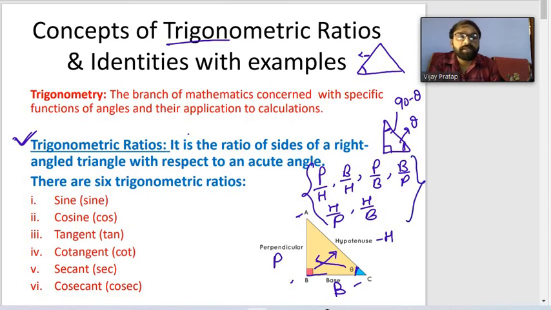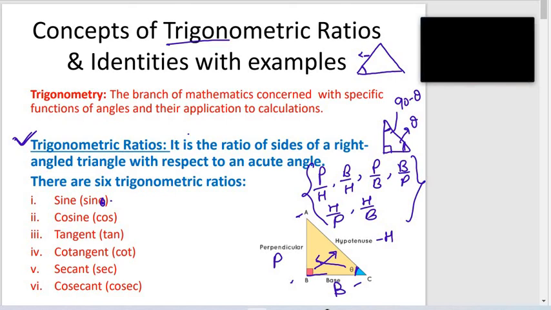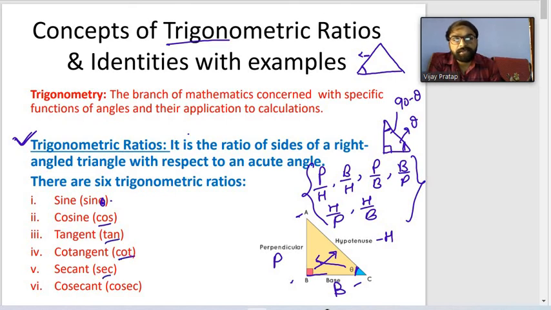These six ways denote the trigonometric ratios. These are also known as trigonometric functions, and they are sine, cosine, tangent, cotangent, secant, and cosecant. They are abbreviated as sin, cos, tan, cot, sec, and cosec. So trigonometric ratios or functions are the ratios of the sides of a right angle triangle with respect to an acute angle. If we take the ratio of the sides with respect to this angle, those ratios are known as trigonometric ratios.